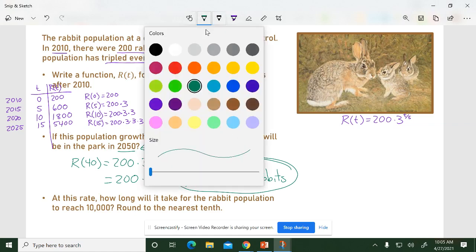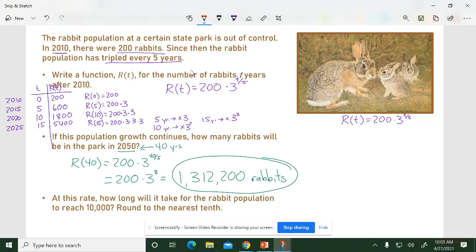So we can figure that out using our function here. So, grab another color. I'm going to work this out off to the side. We have R of t equals 200 times 3 to the t over 5 power. And this one, we know the final result is going to be 10,000. So that's going to be R of t. That's what we would get after working this out if we actually knew the value of t. So we're trying to solve for t, which is stuck in an exponent right now.